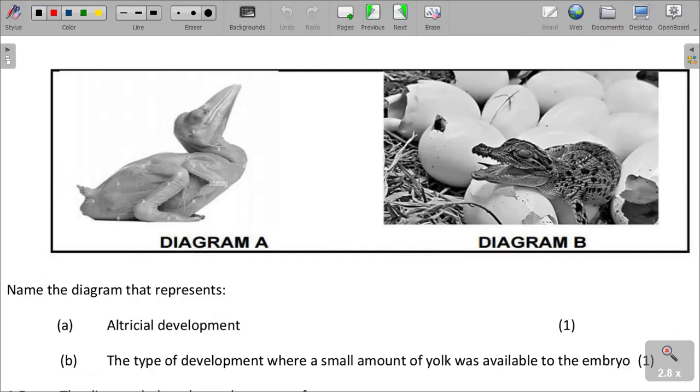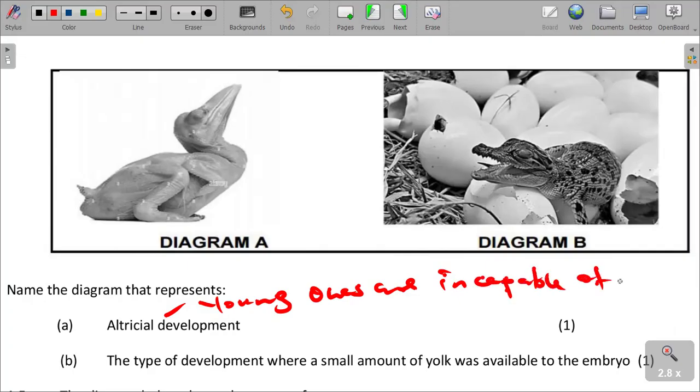So what we are saying is that altricial development is whereby the young ones are born and are not able to look after themselves. Young ones are incapable of looking after themselves from birth.